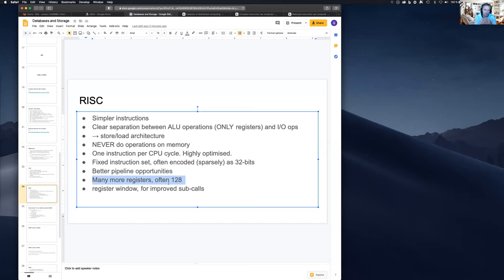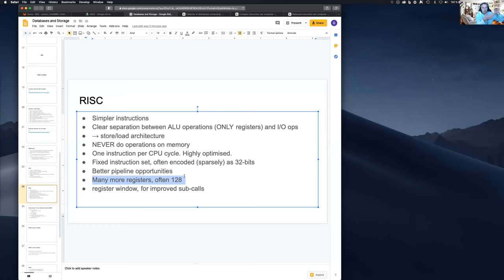So because on the RISC architecture I have 128 registers, I load my function, I'm executing it, I have parameters in my registers, but you never have 128 parameters to your function.